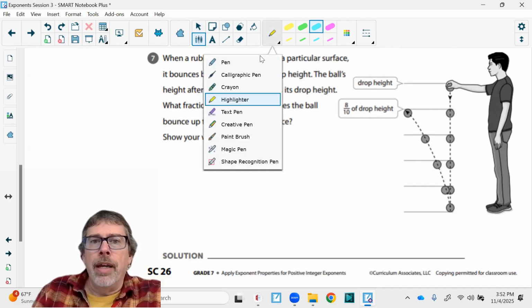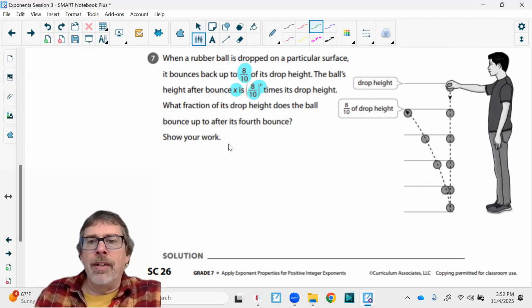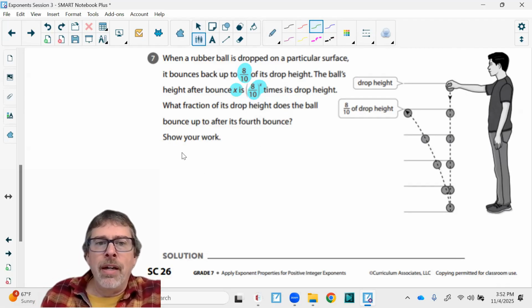Show your work. Okay, so I did this in more detail in class, but I'm just going to cut to the chase here. All they're asking us to do is take 8 over 10, which is 80%. So if this was dropped from 5 feet, 80% of 5 feet is 0.8 times 5, which is 4. So after the first bounce, it would have come back up 4 feet if the original was 5 feet. And then if I multiply 4 times 0.8, this would be 3.2 feet, and so on and so on.